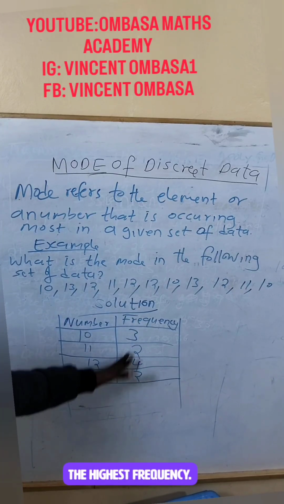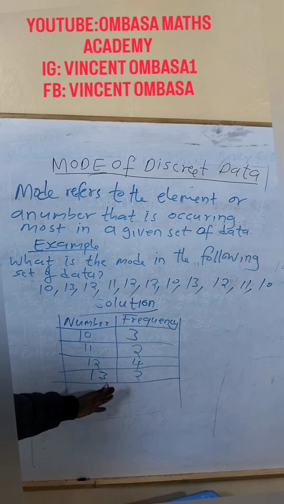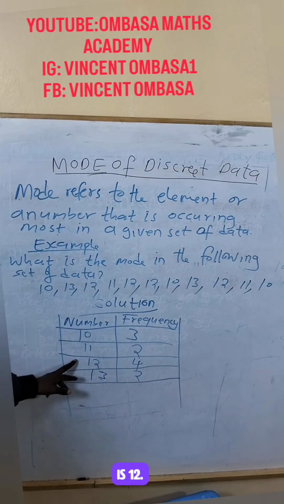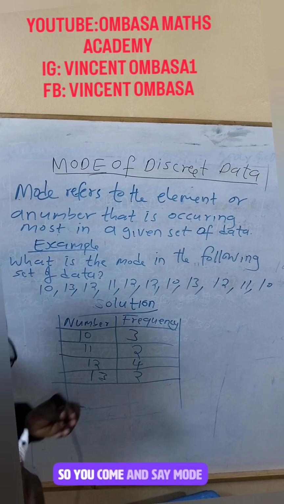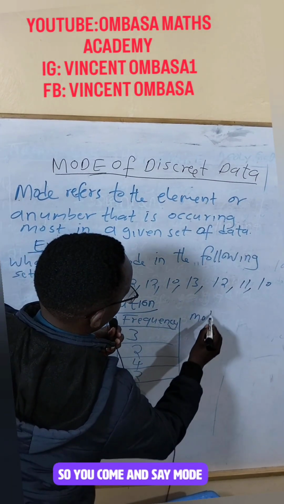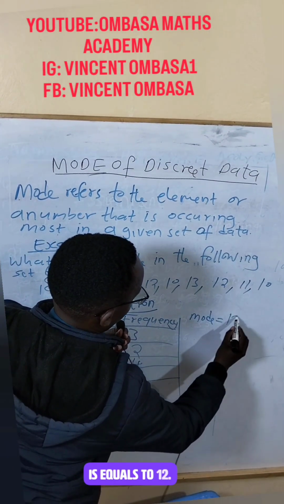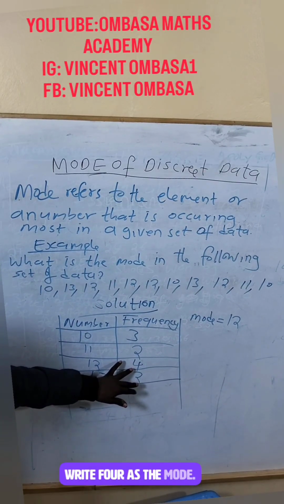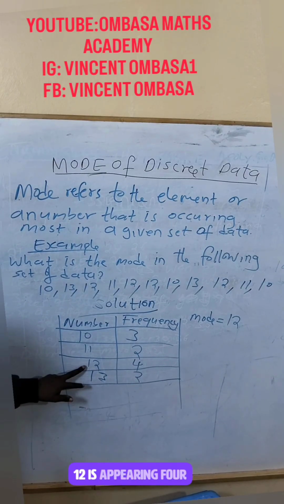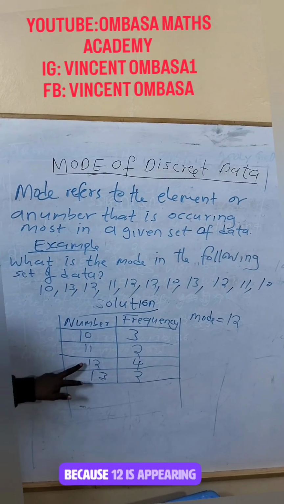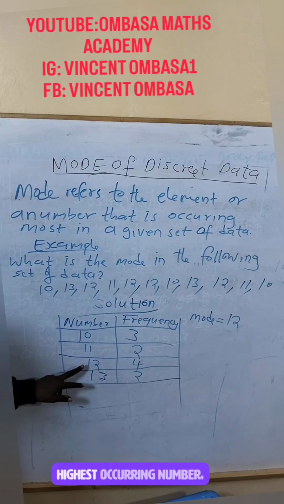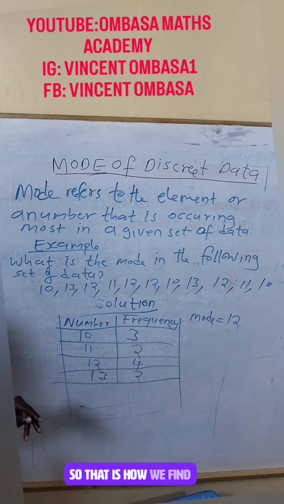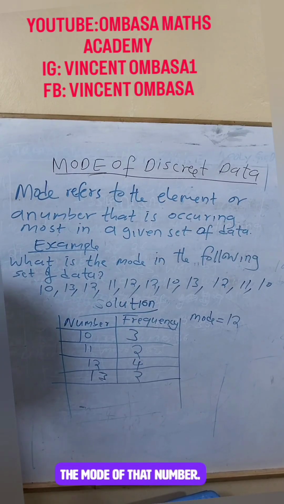So once you have done the table, you look at the frequency. Which is the highest frequency? The largest number here is 4. What number corresponds to 4? It is 12. So 12 is your mode. So you come and say mode is equal to 12. Don't write 4. Some people forget and write 4 as the mode. This is the frequency. 12 is appearing 4 times. We have this 4 because 12 is appearing 4 times and it is the highest occurring number. So you write 12. So that is how we find the mode of that data.